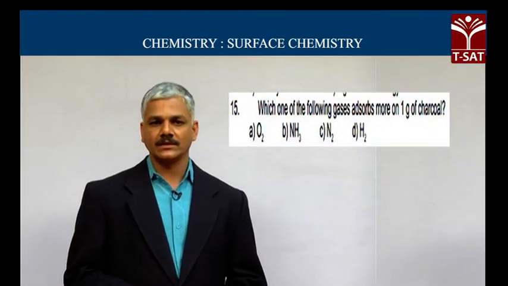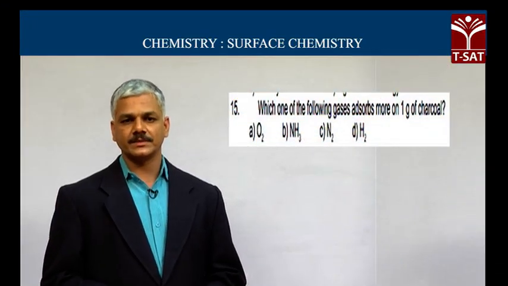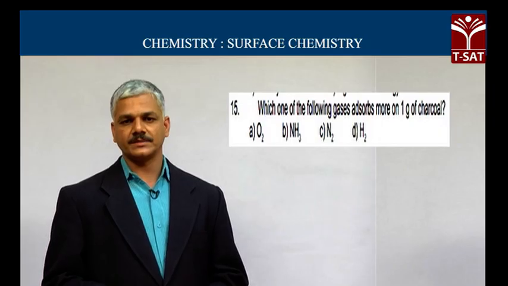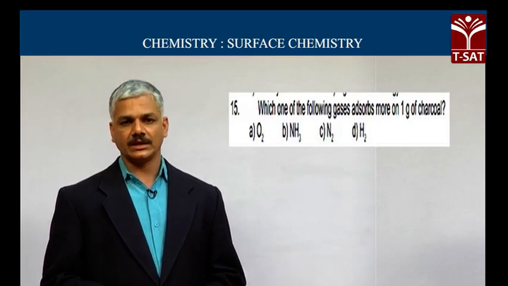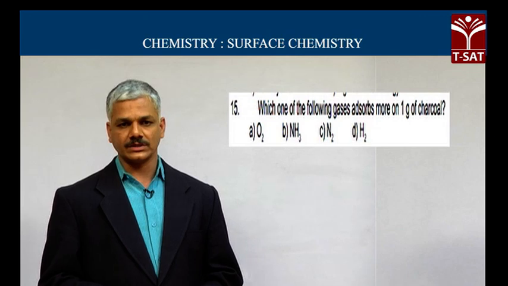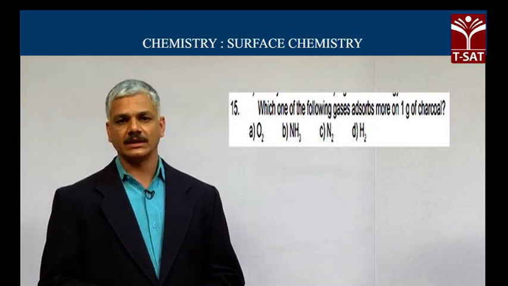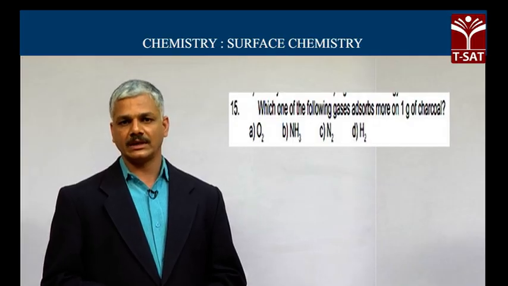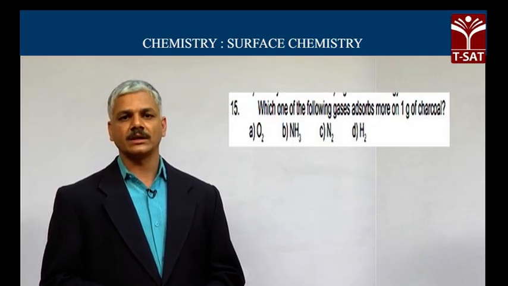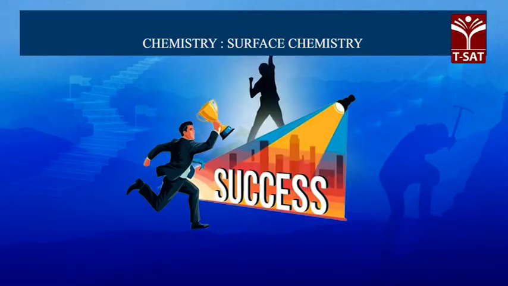15th question. Which of the following gases adsorbs more on 1 gram of charcoal? Given options are A. Oxygen, B. Ammonia, C. Nitrogen, and D. Hydrogen. Correct option is B. Ammonia, because its critical temperature value is highest among the given options.